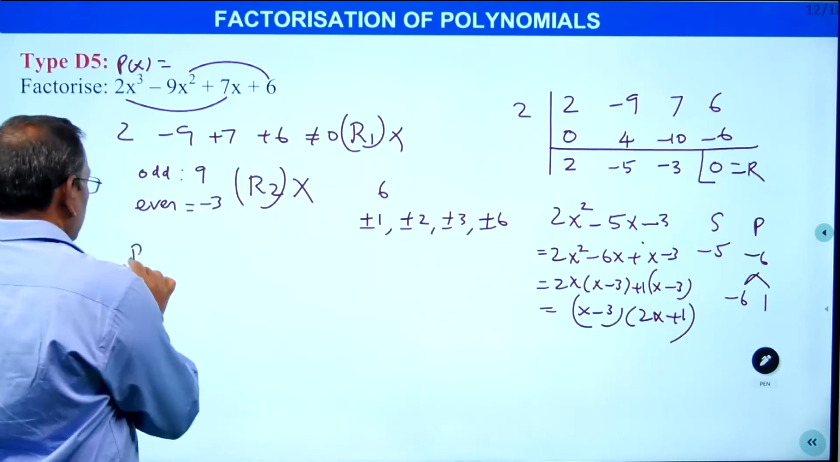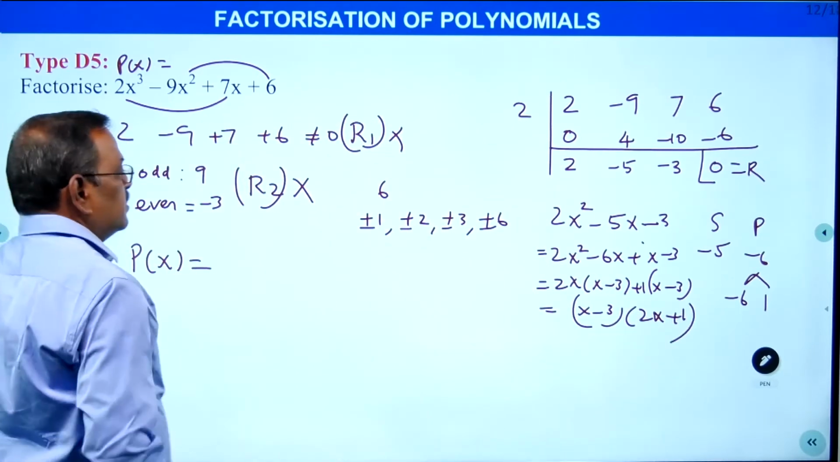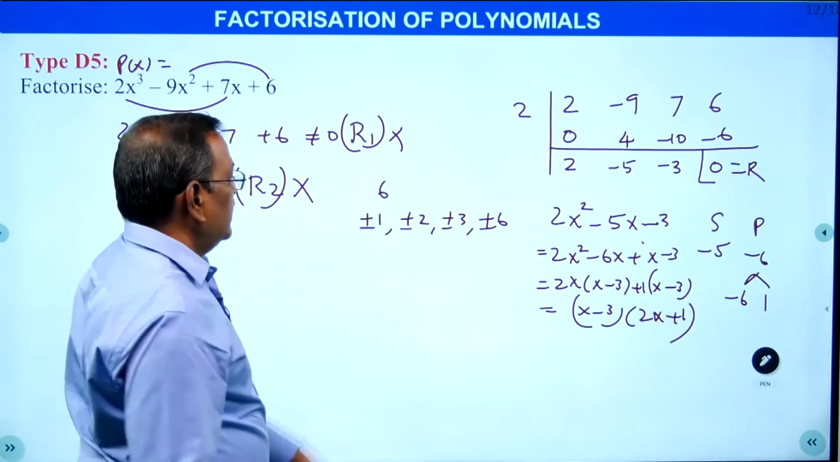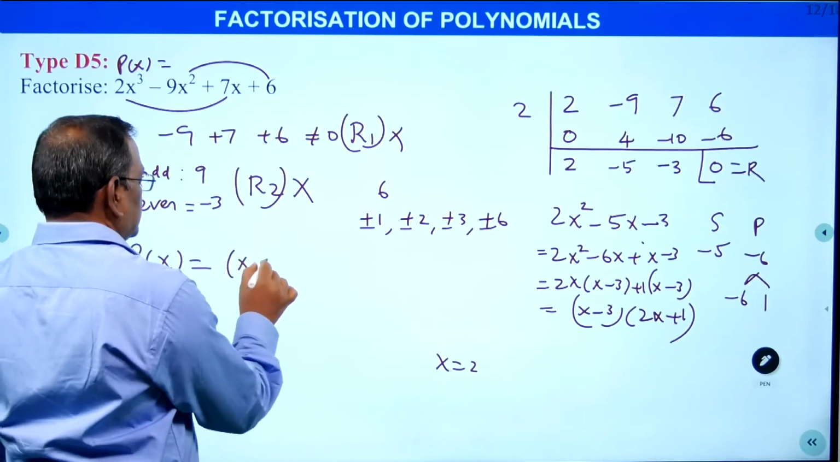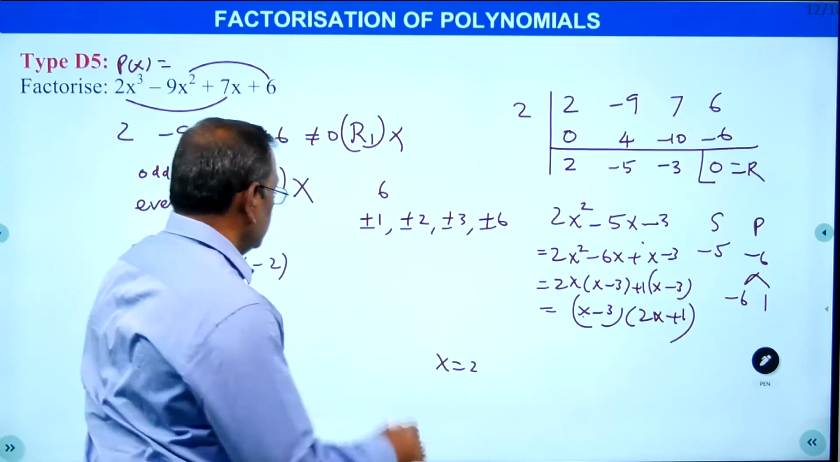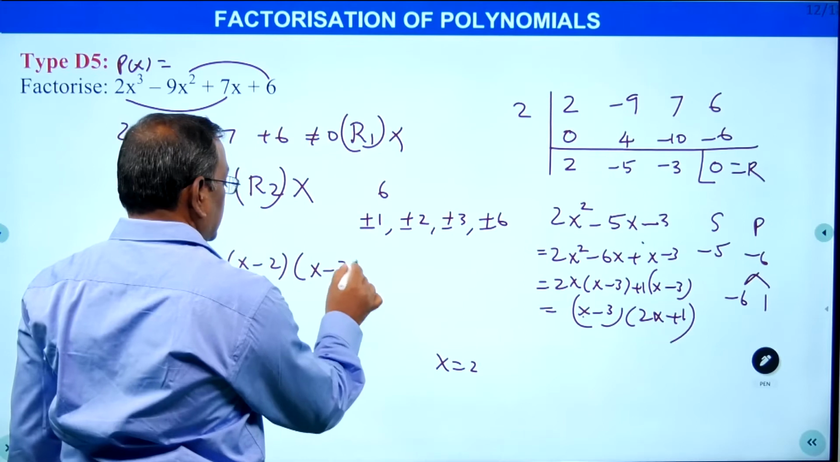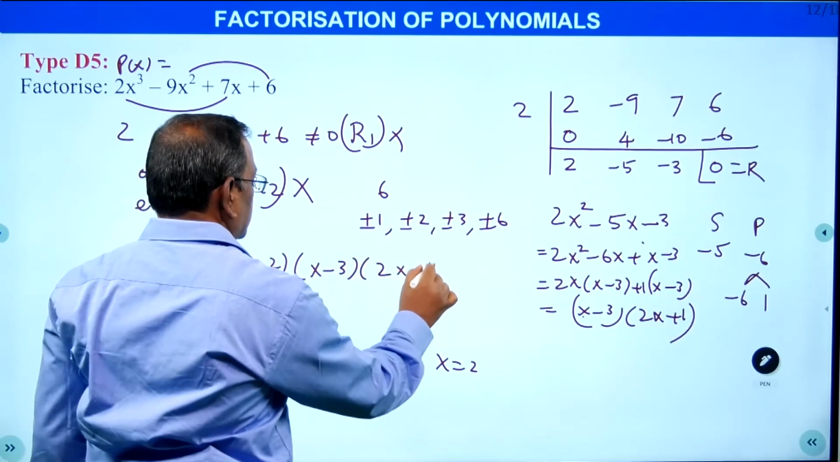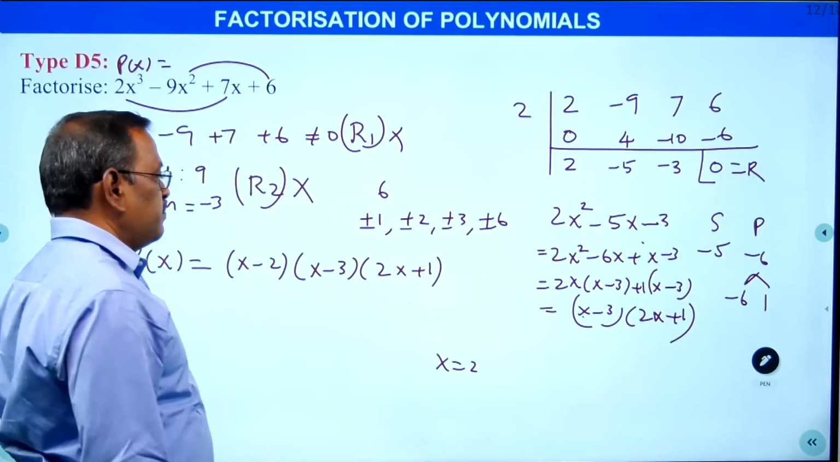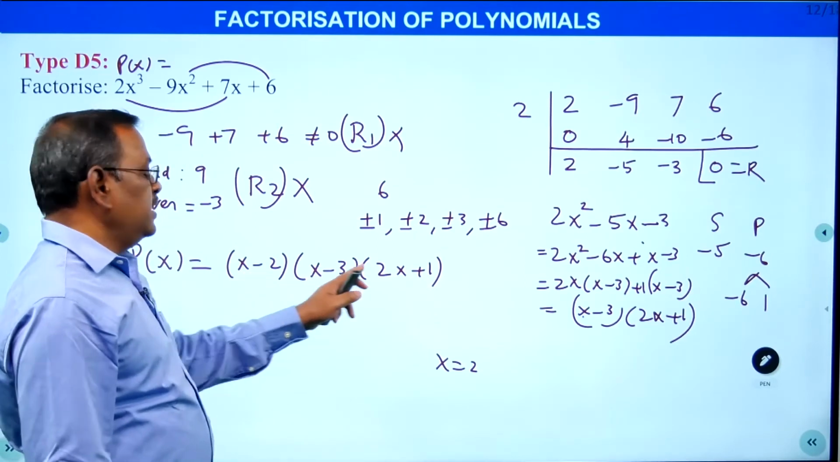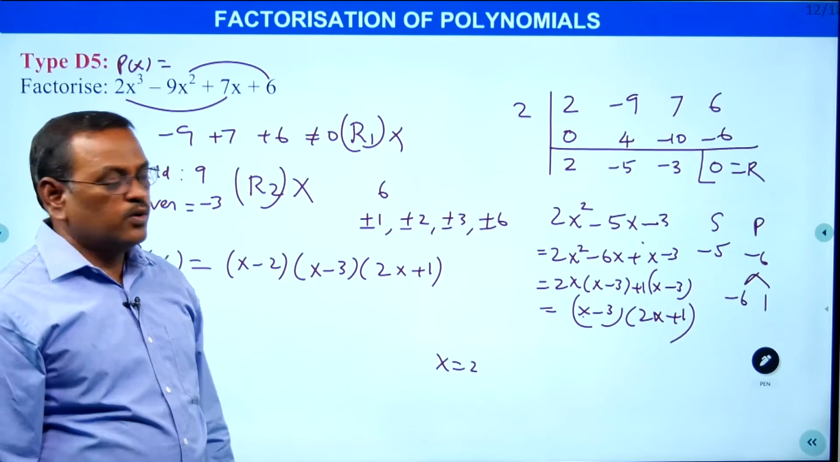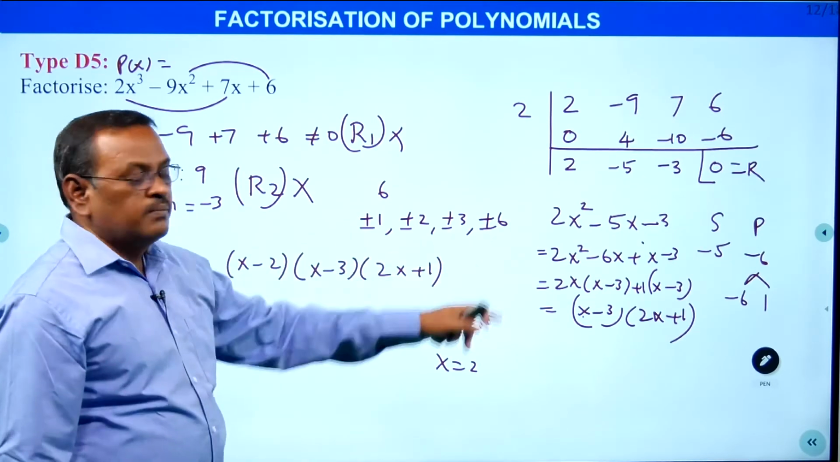Therefore, the factors of P of x: when x equal to 2, the corresponding factor is x minus 2. The other factors are x minus 3 and 2x plus 1. Suppose if you are applying factor theorem, we can directly find P of 2, P of 3, P of minus half. No need to waste time by trial and error method.